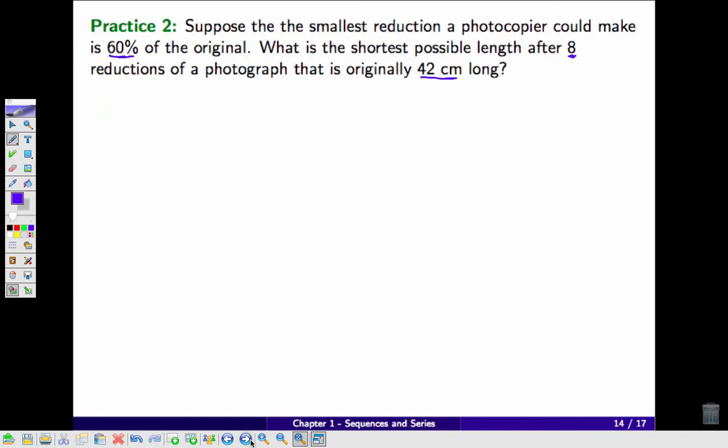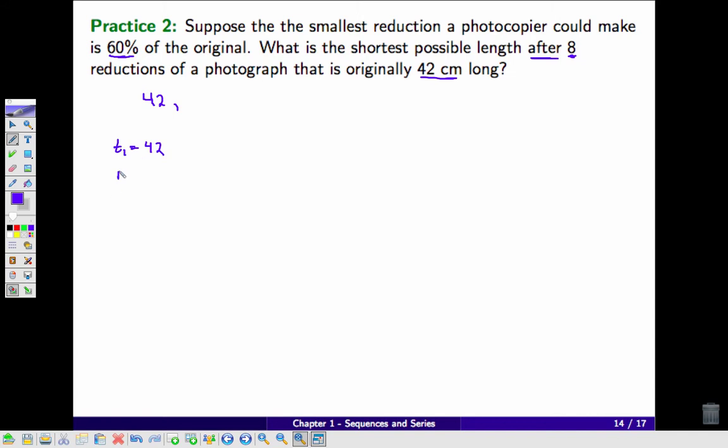Okay? Moving on to practice problem 2, we'll get a bit more tricky. Suppose the smallest reduction a photocopier could make is 60% of the original. So I underline that for you. What is the shortest possible length after 8 reductions? I should underline after 8 reductions. Okay, if the photograph was originally 42 centimeters long. So the photograph was originally 42 centimeters long. That means T1 is 42.